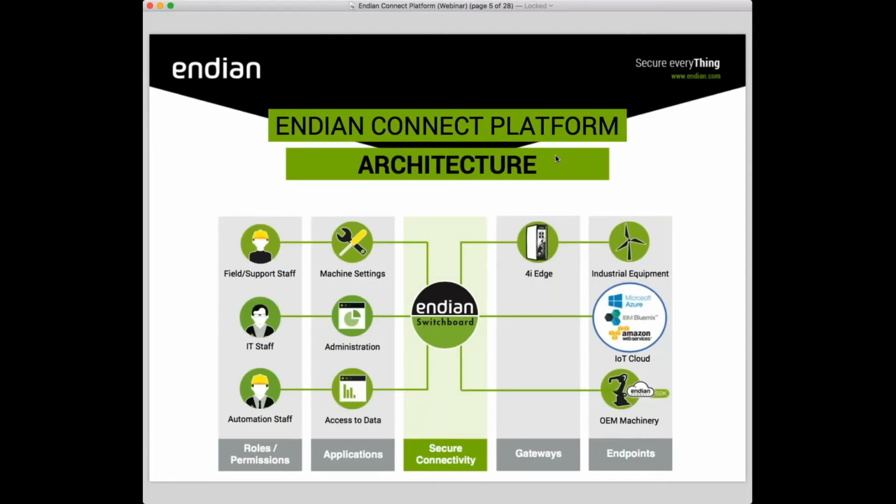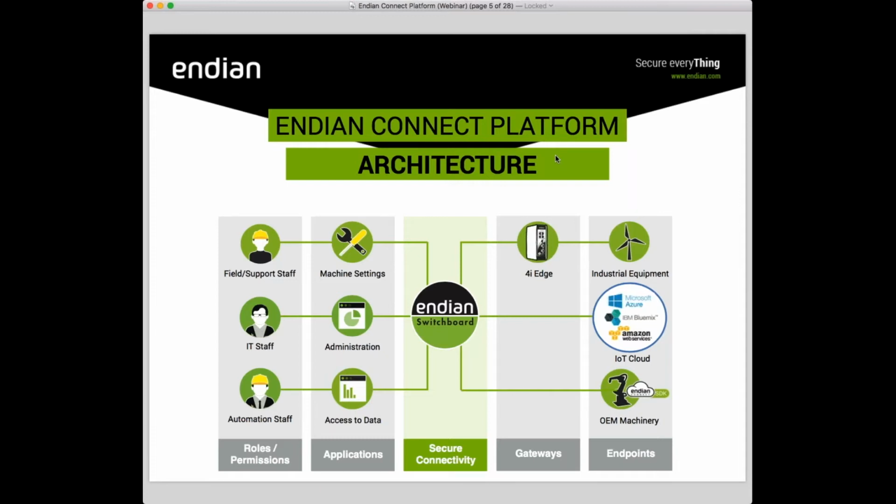So here you can see a diagram illustrating some common uses within the architecture of the system itself. On the left-hand side, you have users. So these are people. It could be field support staff. It could be IT staff. It can be automation people. It could be third-party vendors, outside companies that need access to certain pieces of equipment or certain data that's available within your company.